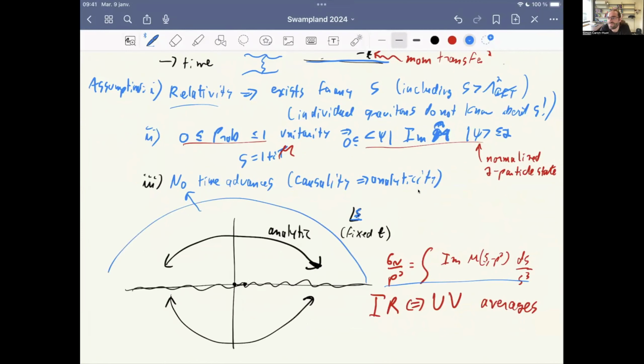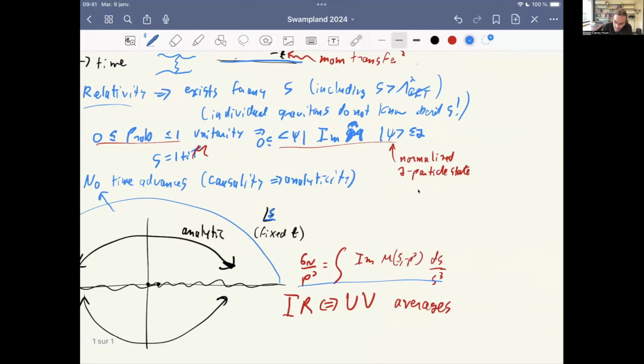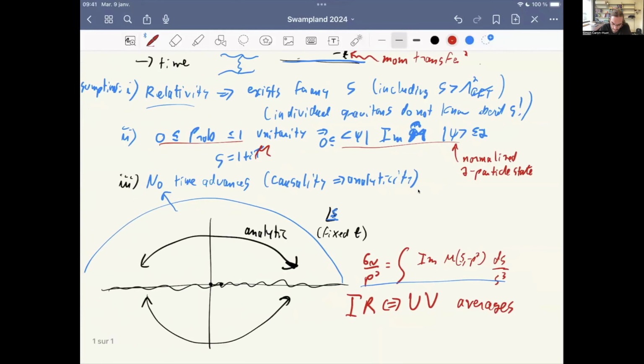Yeah. Quick question. How rigorous, how strong is the link, the implication that causality gives you analyticity? What kind of amplitudes? Yeah, so that's a good point. It's a bit of a long story, but I think it's surprisingly hard to prove on shell.